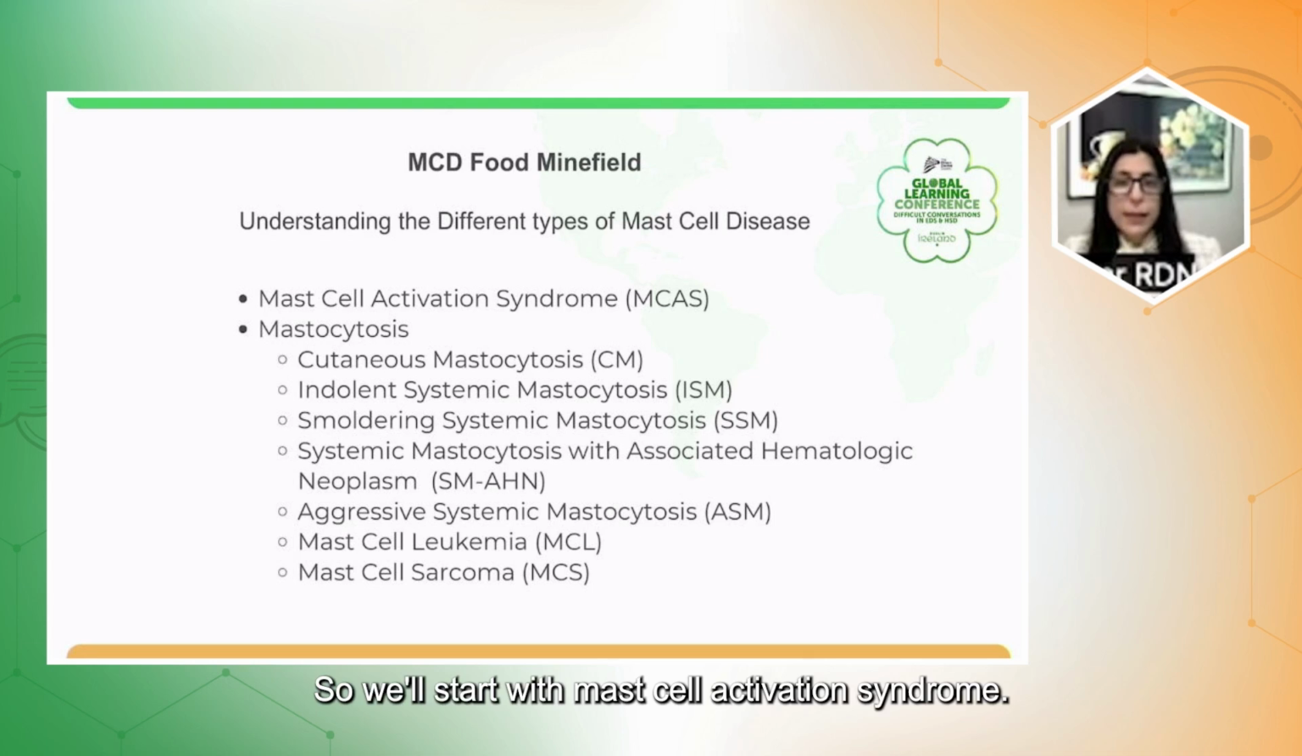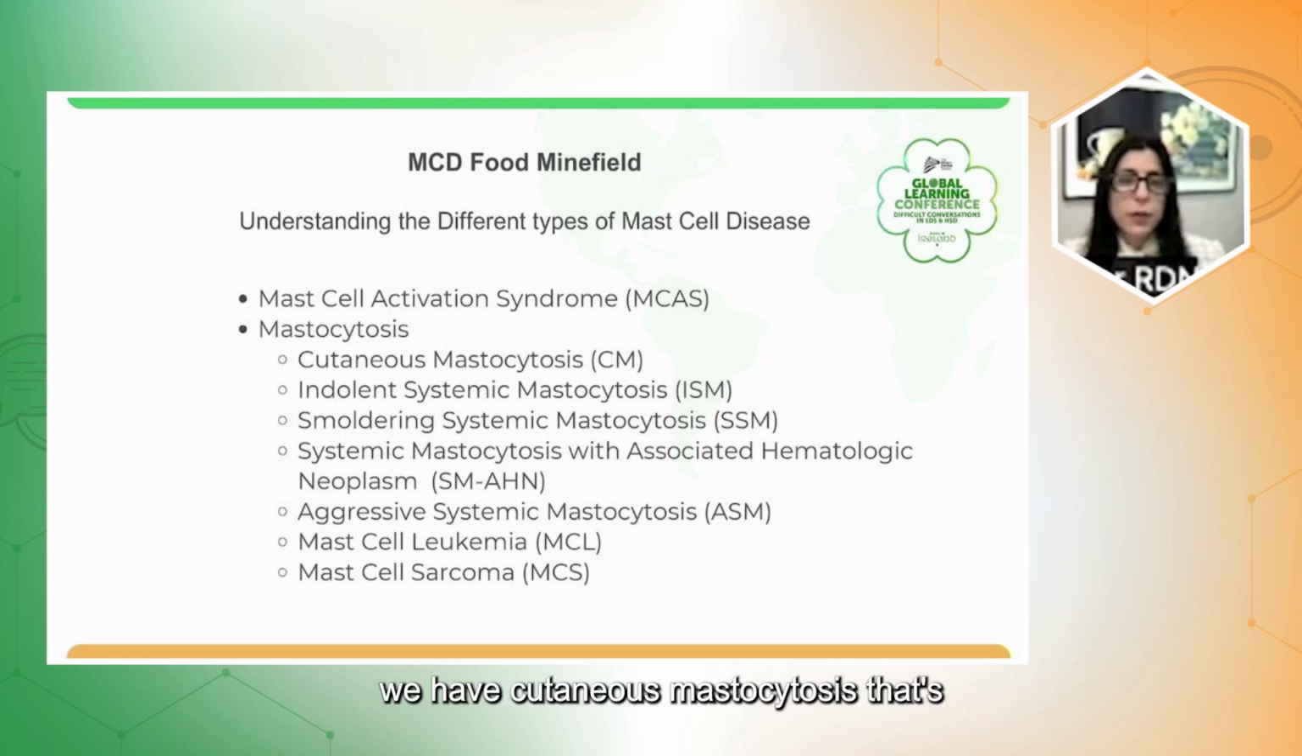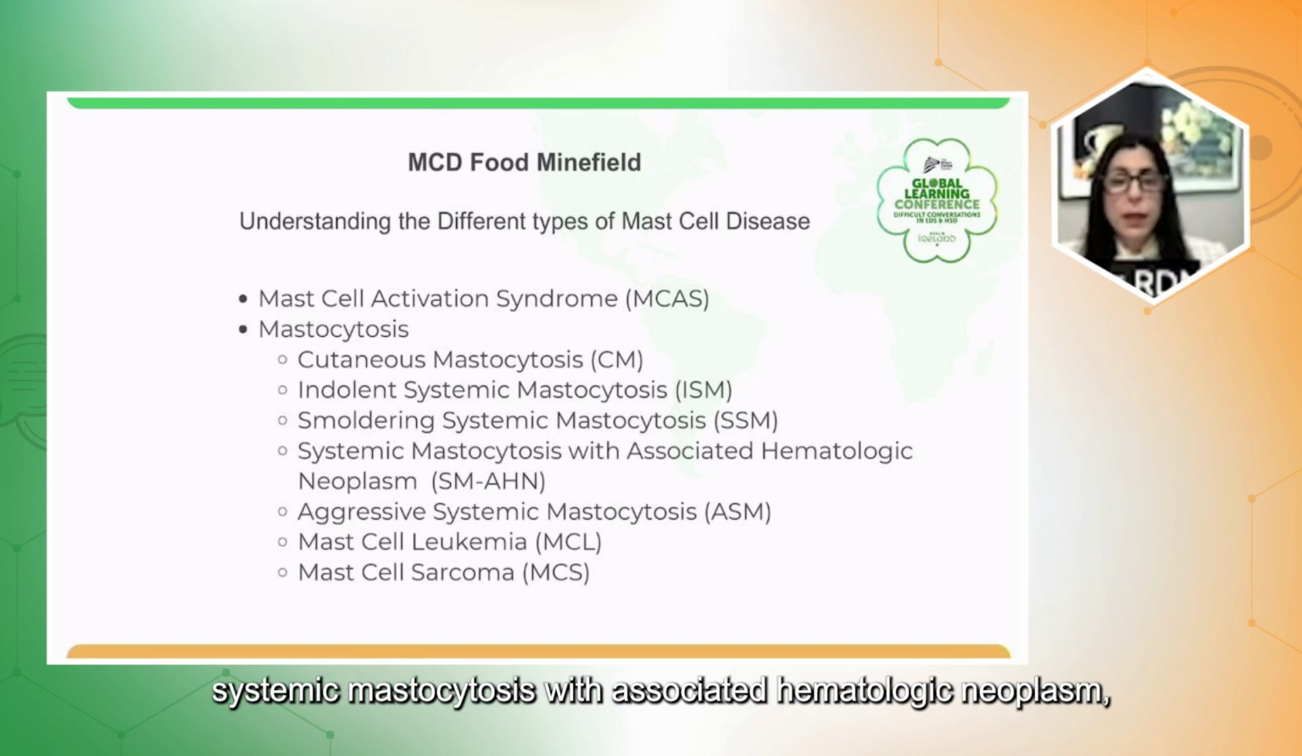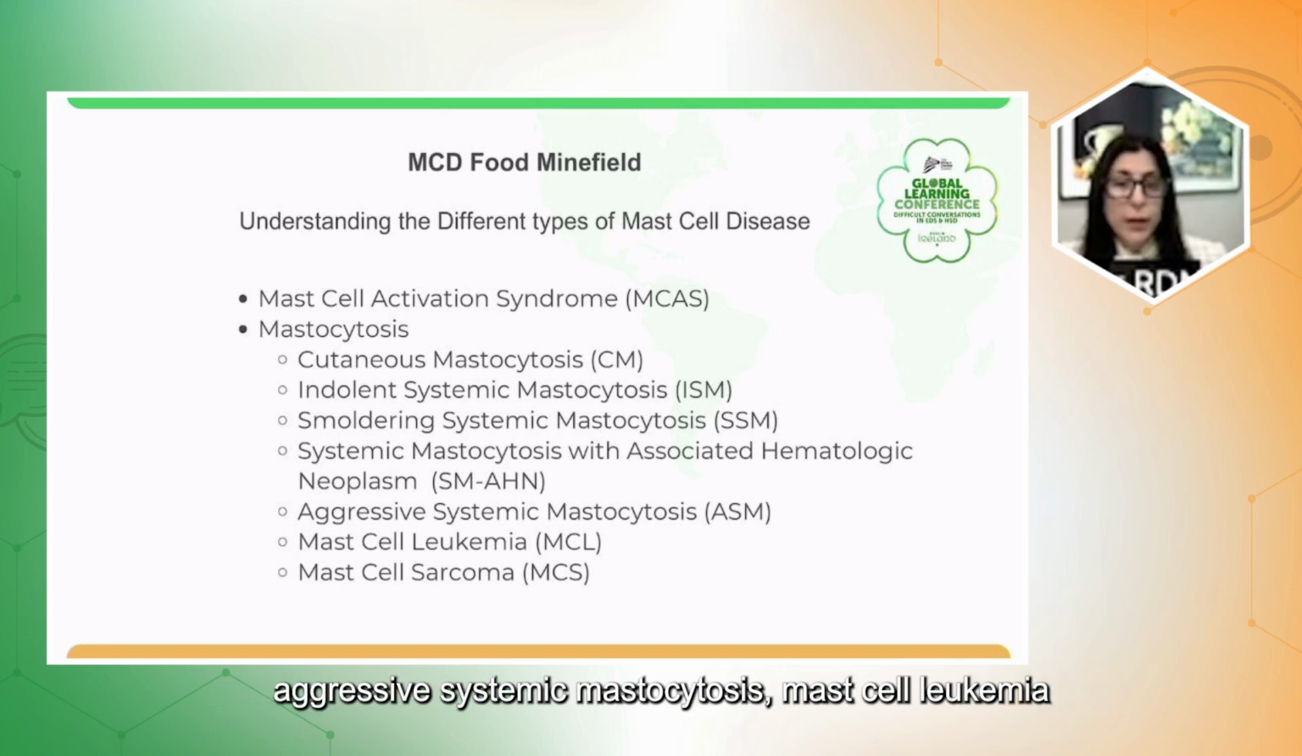So we'll start with mast cell activation syndrome. This is typically the one that most people are aware of. And then there's mastocytosis. So within mastocytosis, there are a whole bunch of different ones. We have cutaneous mastocytosis, that's on the skin. Indolent systemic, that's going to be a systemic disease. Again, smoldering systemic, also systemic disease. Systemic mastocytosis with associated hematologic neoplasm. Aggressive systemic mastocytosis, mast cell leukemia, and mast cell sarcoma.